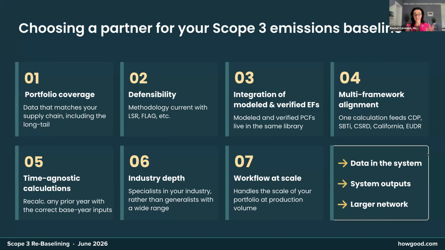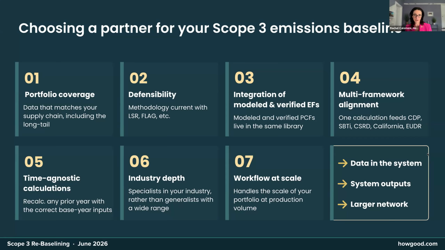The first, data in the system, is the hardest, and it's where most providers are actually falling down. Portfolio coverage includes your long tail ingredients with methodology current to LSR and flag and the latest land use data change. And modeled PCF sitting in the same emission factor library as your vendor verified primary data. That's 3 high bars stacked on top of each other.